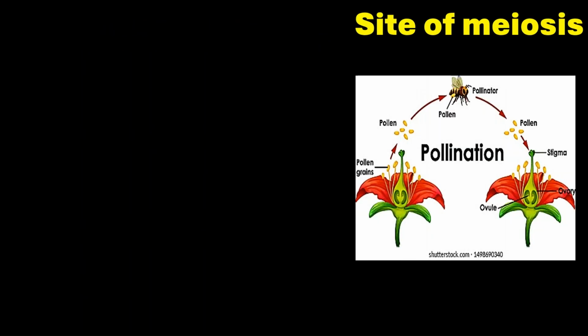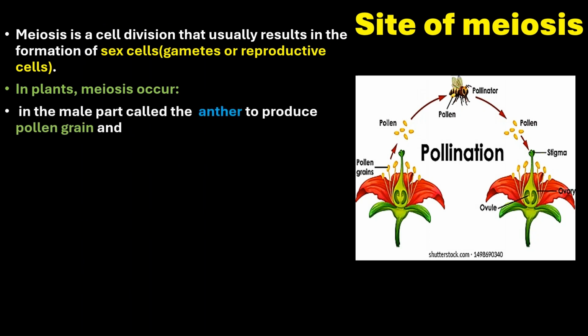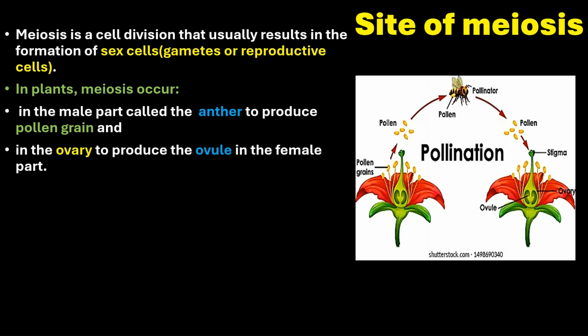So let's start by looking at the site of meiosis because genetics involves all the topics. We have to understand that meiosis is a cell division that usually results in the formation of sex cells. Sex cells are also called gametes or reproductive cells. In plants, meiosis occurs in the male part called the anther to produce pollen grain, and then in the ovary to produce ovule in the female part.